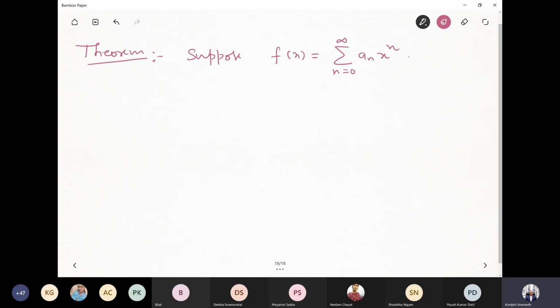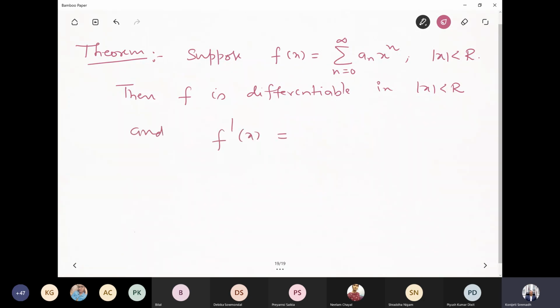Then what we can say is, say this is true in mod x less than r. That is, the series converges absolutely for mod x less than r. Then say that f is differentiable in mod x less than r, within its radius of convergence. And its derivative, f prime of x, is going to be a n n x power n minus 1.